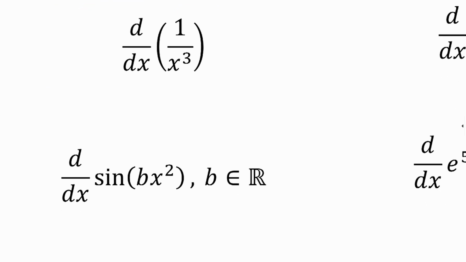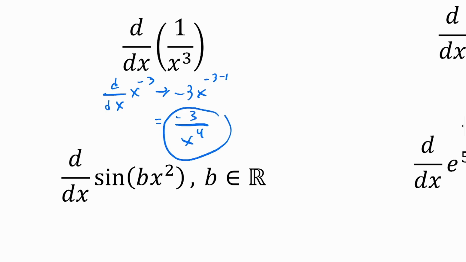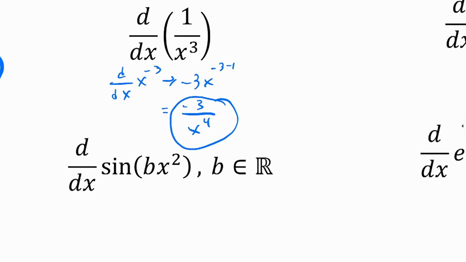Alright, simple derivative here, derivative of 1 over x cubed. We're going to rewrite this as the derivative of x to the negative third power. And this is just negative 3x to the negative 3 minus 1, which is just negative 3 over x to the positive fourth power.